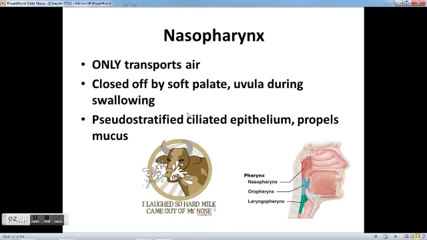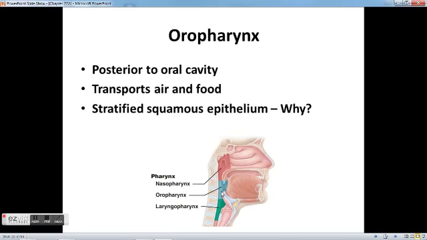We do have pseudostratified ciliated epithelium, so still those cells that are going to propel the mucus along. So the really important thing here is remember this is air only. Now your oropharynx is going to be obviously air and food, because any air that you bring in your nose is going to move from the nasopharynx down into the oropharynx, and any air you bring in your mouth will come into the oropharynx, and the food that you swallow comes into the oropharynx.